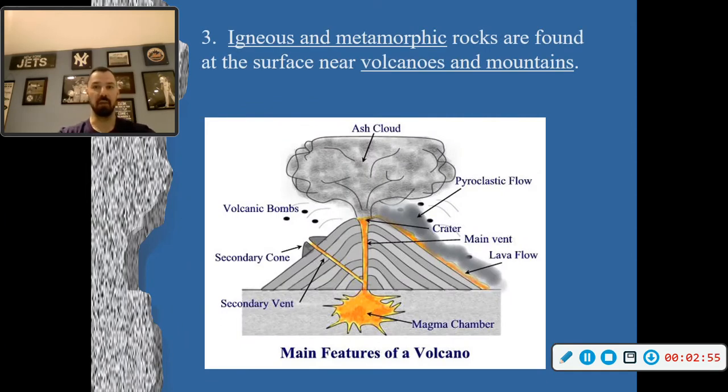Igneous and metamorphic rocks are also found at the surface near volcanoes and mountain ranges. I already mentioned that lava and magma form igneous rocks. With metamorphic rocks, you're going to have deforming of the rock layers, either due to crustal plate movements or magma that's touching it and partially melting the material. So that's where you find these things.